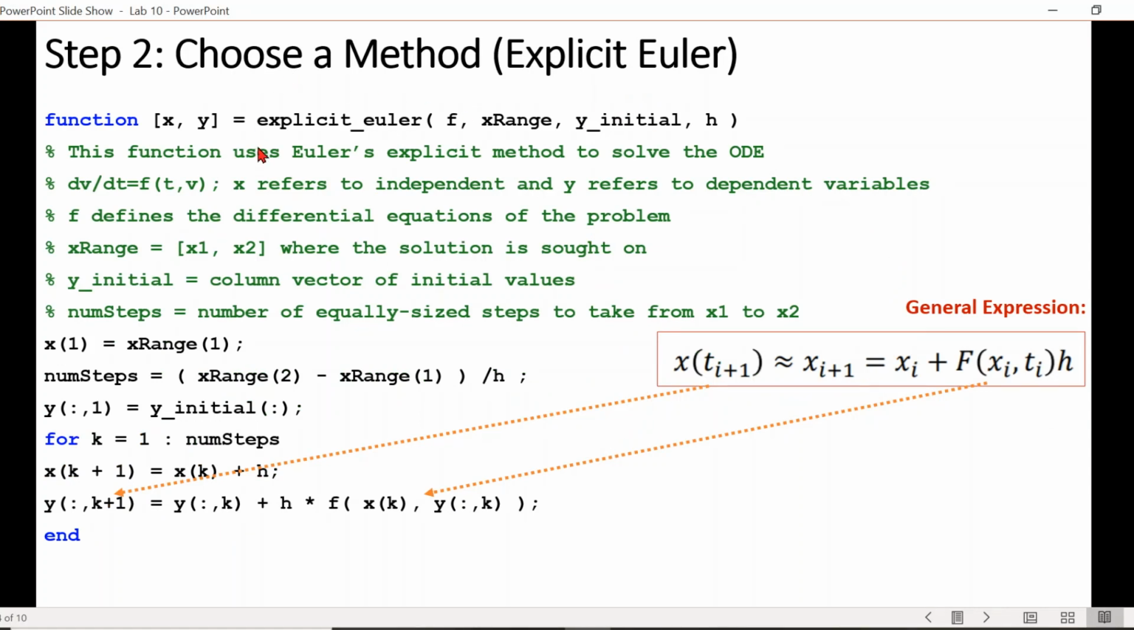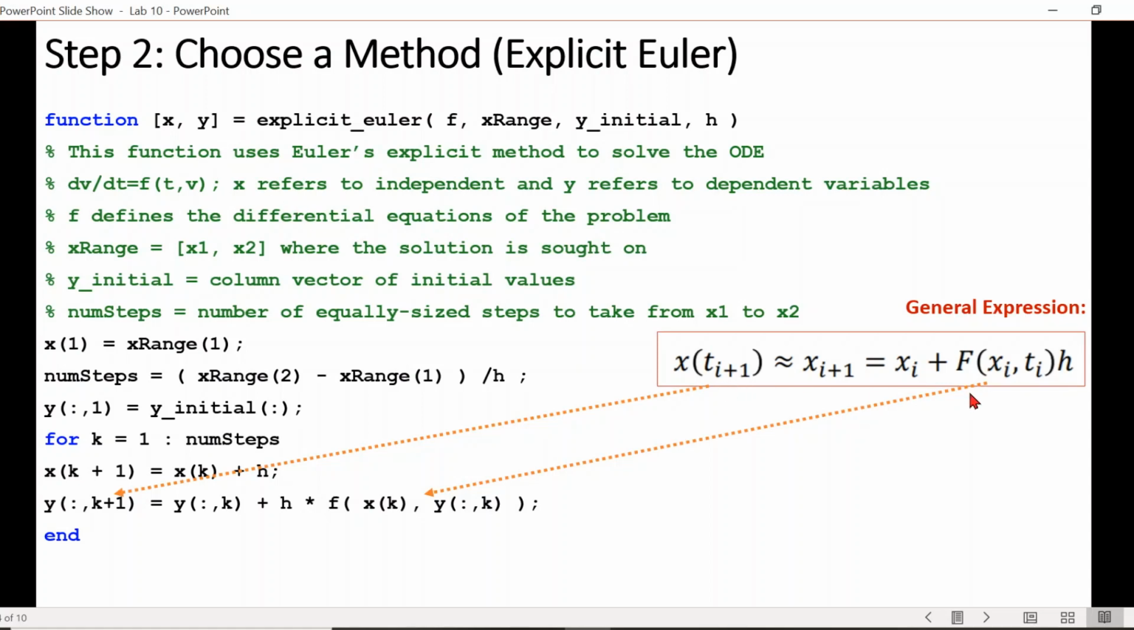Next step, we need to select a numerical approach to solve. For this lab, we will use the explicit Euler method. Here I implemented the approach by creating a MATLAB function which is named Explicit Euler. In this function, you see here y refers to our example variables, which are x, y, and z, and x is the time.